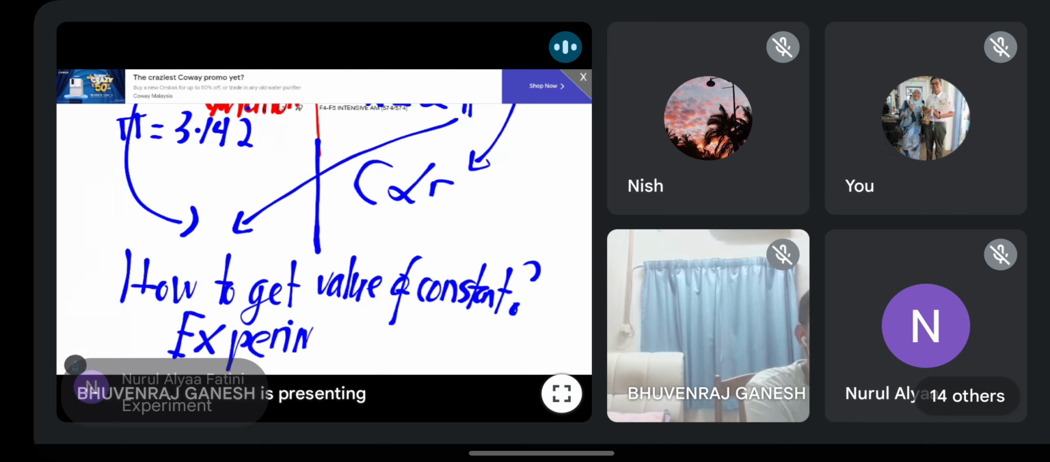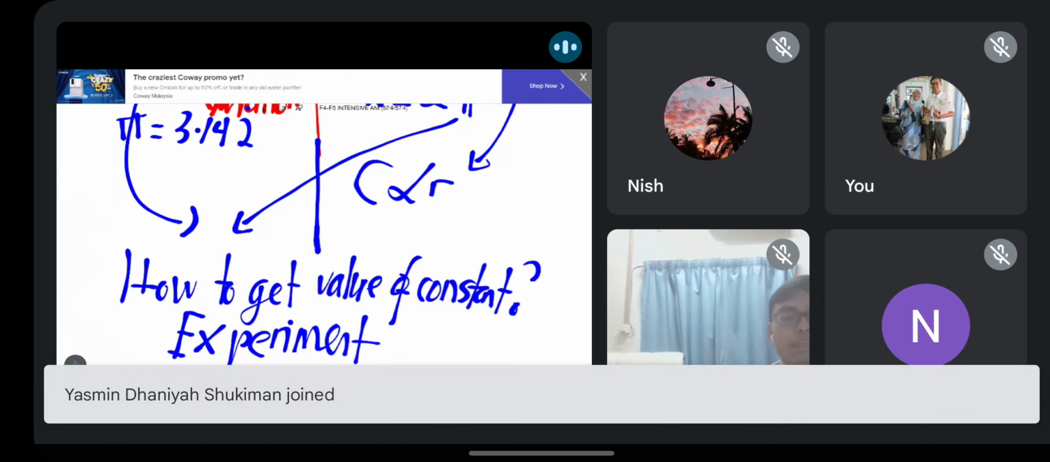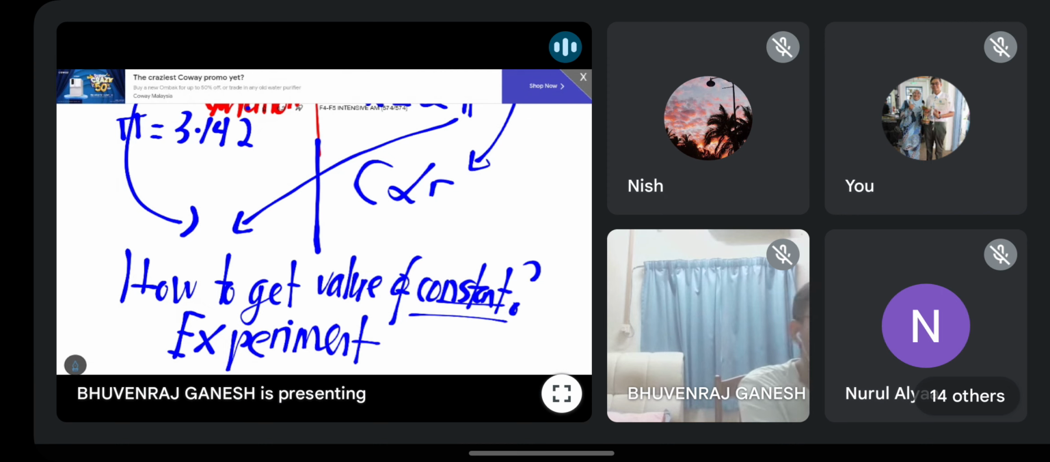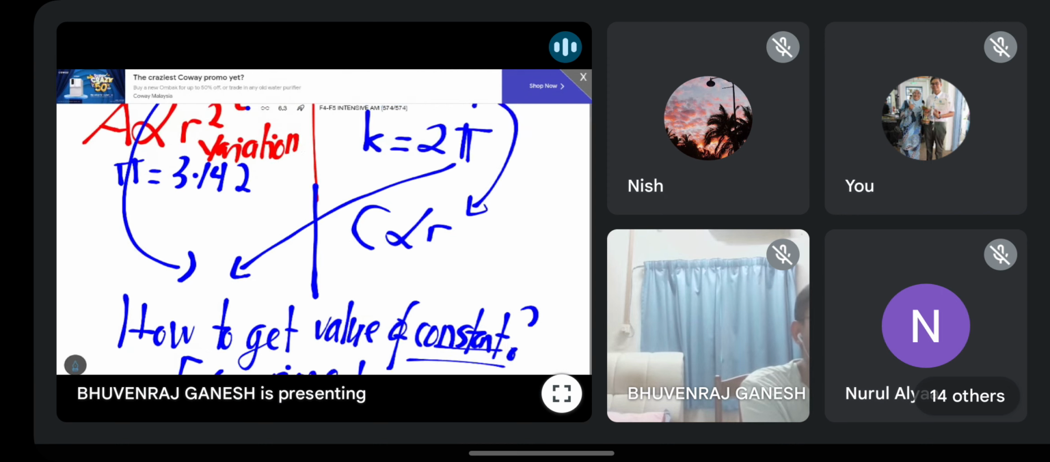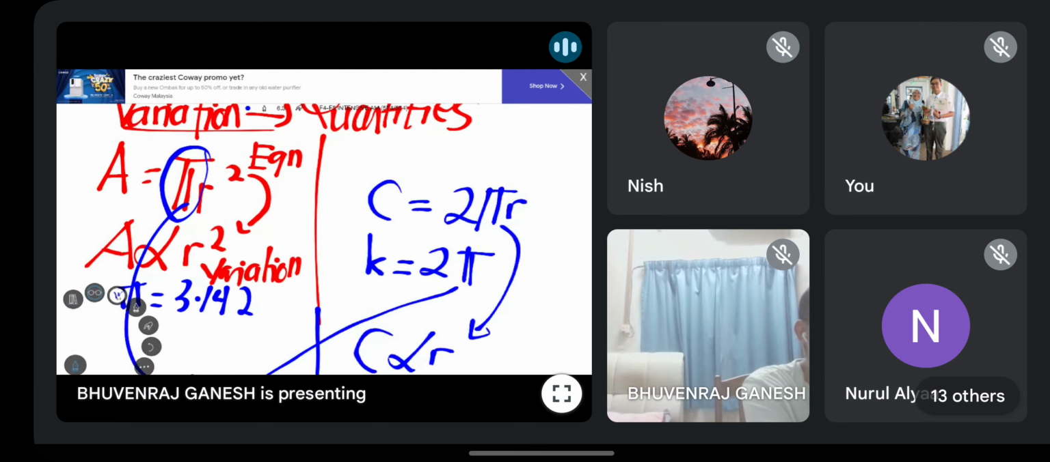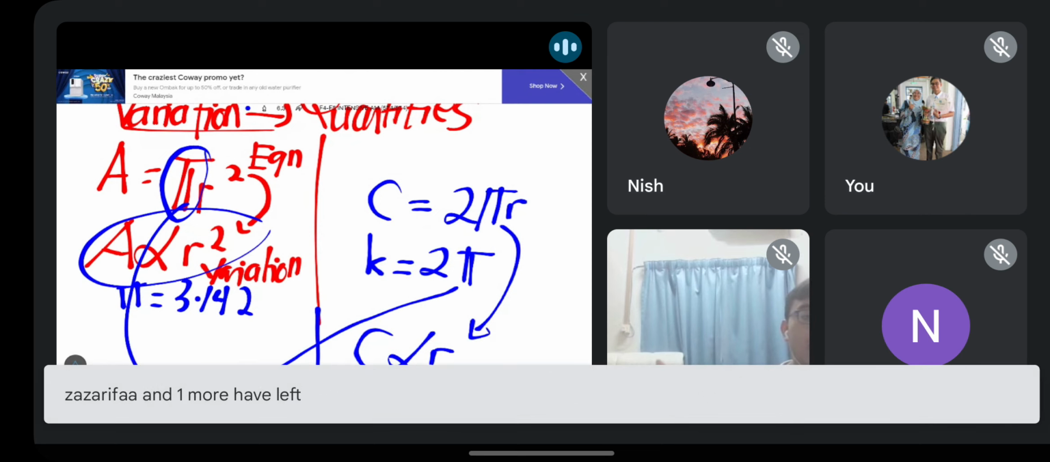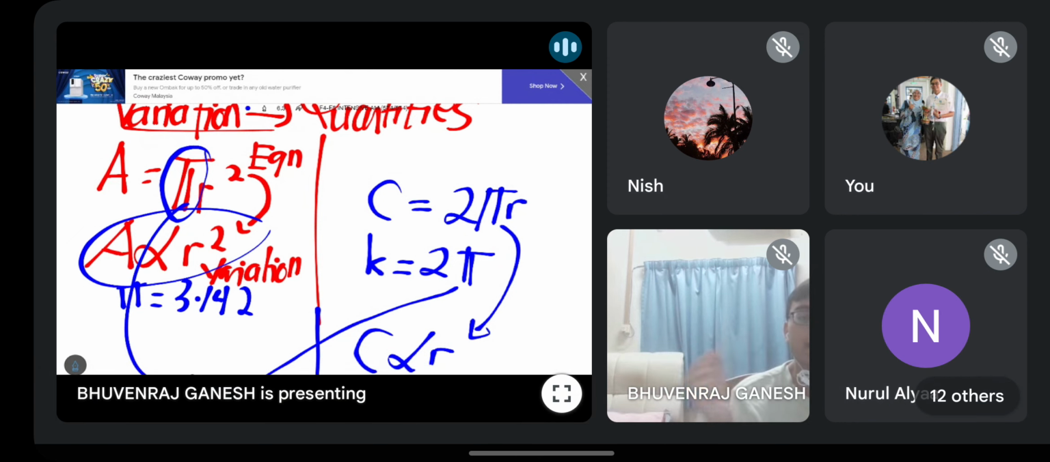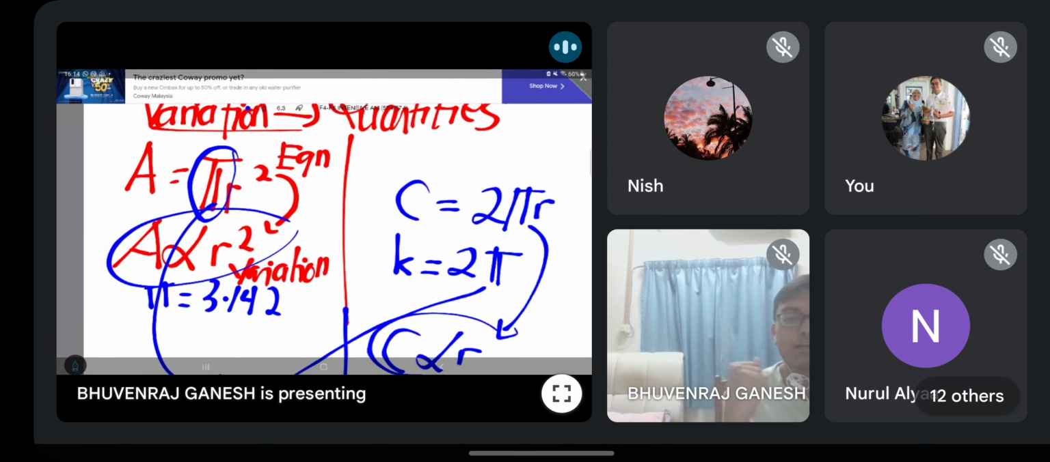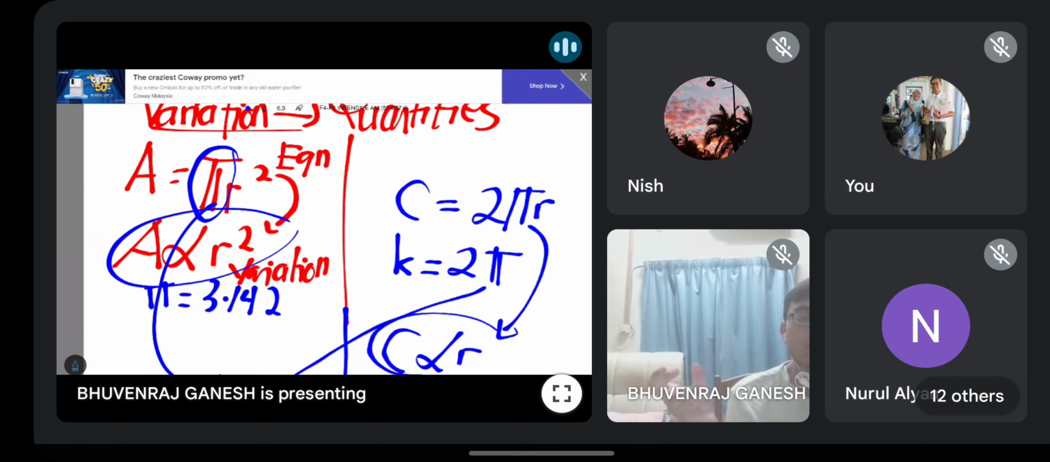Okay, jawapan dia experiment. So guys, this is how we get the value of constant. Ini cara kita dapat kenal pasti pemalar. Sebab, kalau kamu lihat ke atas ni, kita kena kaji hubungan. We need to investigate the relationship. Macam mana nilai R dia pengaruhi nilai A. We have to see how the radius affects the area, and also how the radius affects the circumference. So itu cara kita plot nilai.